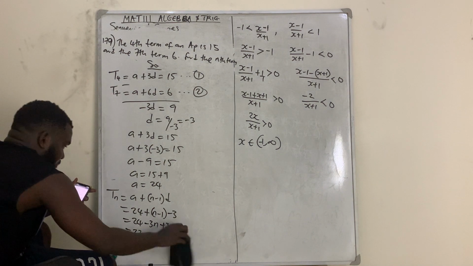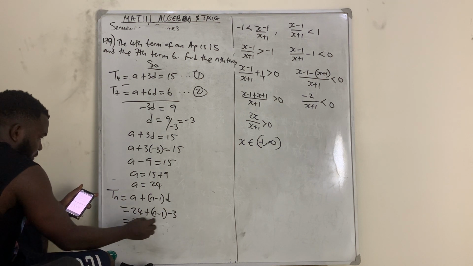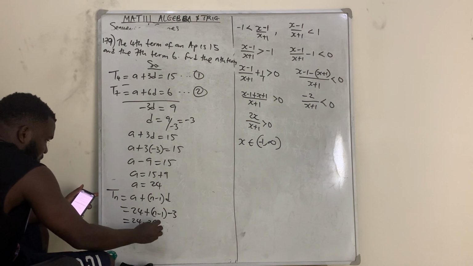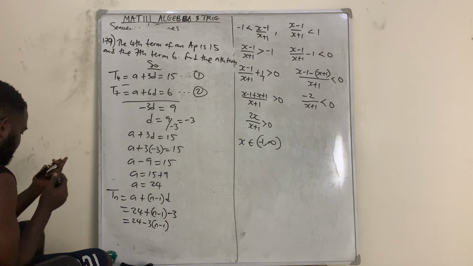Or, okay, they did not open the bracket in their own. So look at what they did here. They say the option is what? 24. This one coming here is minus 3 into n minus 1. So that is how they wrote the option there.